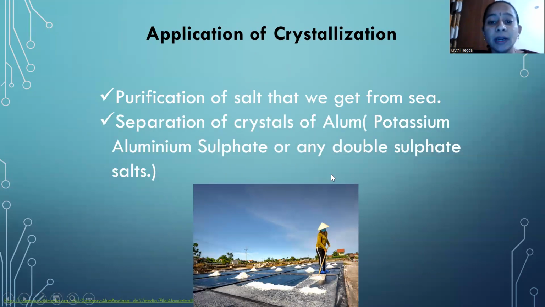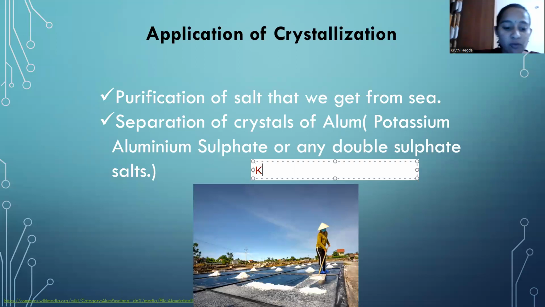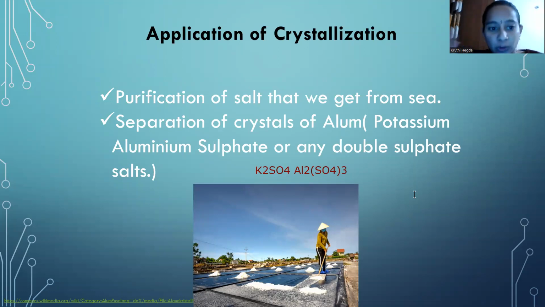Then it's also used to separate the crystals of alum. Alum means potassium aluminium sulfate. It's actually a combination of two sulfates, a double sulfate: K2SO4 along with Al2(SO4)3, thrice. This together is called alum. Alum is generally a double salt. So to separate the crystals of alum, we'll also go for the crystallization process.